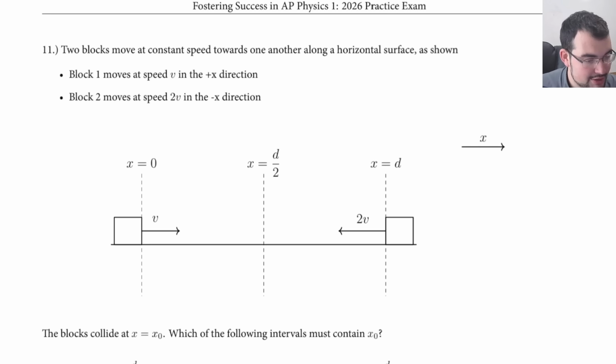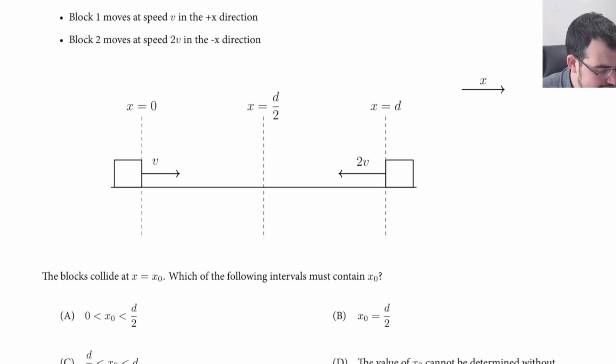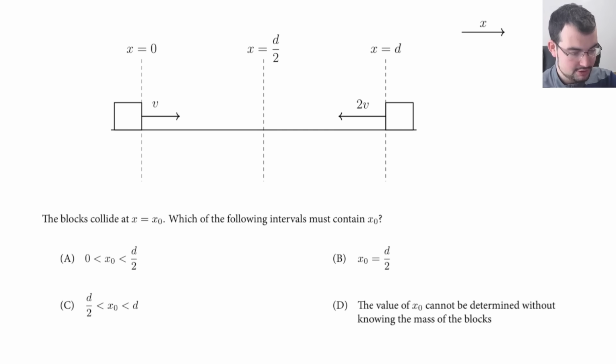All right, car crash. Block 1 moves at speed v in the plus x direction. Block 2 moves at speed 2v in the minus x direction. The blocks collide at x equals x0. Which of the following intervals must contain x0? So is it on the 1v side? Is it exactly in the middle? Is it on the 2v side? Or do we need to know the mass?